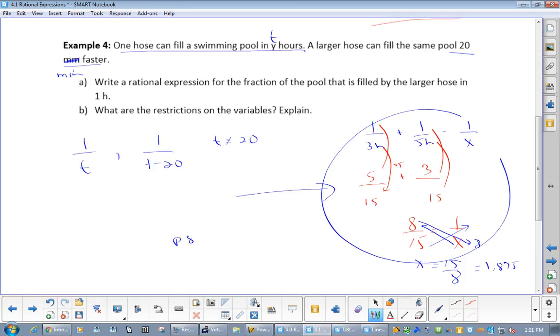So page 88, that was 4.0. We're doing 1, 2, B and D, 3, B and D, 5, A and B, and 4.1, page 91 to 93.